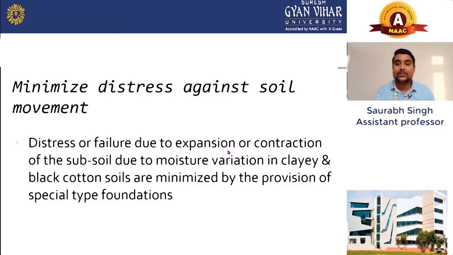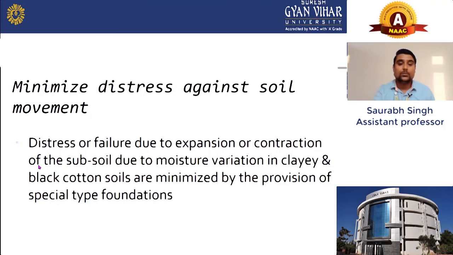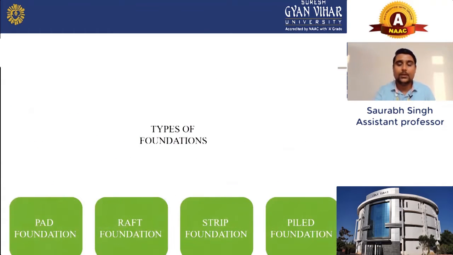Now, minimize the distress against the soil movement. As we all know, distress or failure due to the expansion or contraction of the subsoil due to moisture variation in clay and black cotton soil is minimized by the provision of special types of foundation. Like, many times where there is black cotton soil, if you see in the black cotton soil, there is a property of swelling. If it comes in contact with water, swelling will happen. In this case, we have to minimize the distress of that soil by making different types of foundation or different types of footing.